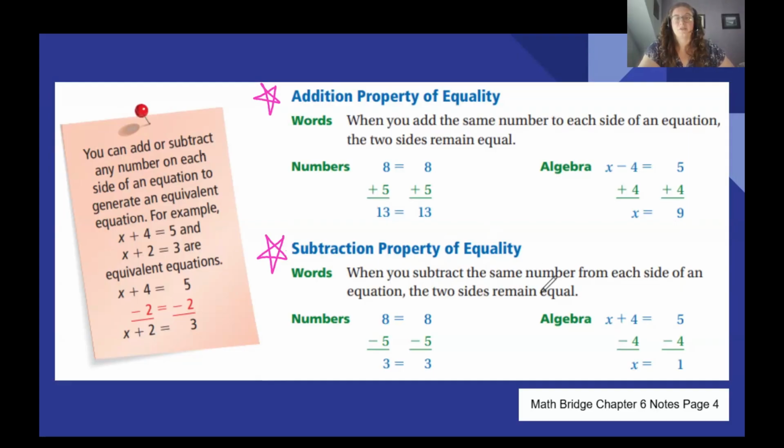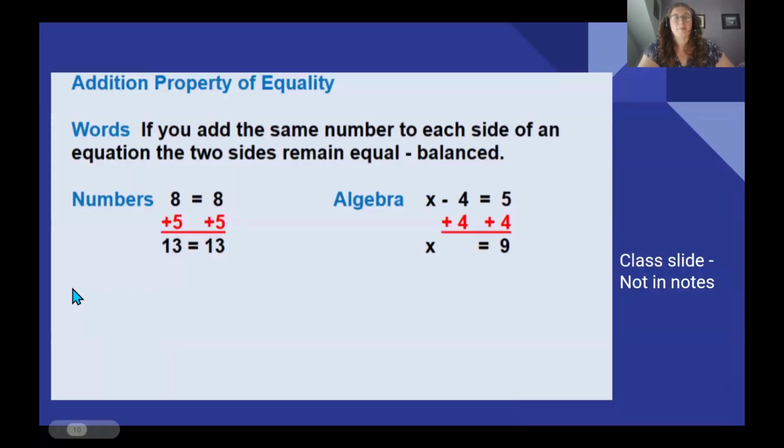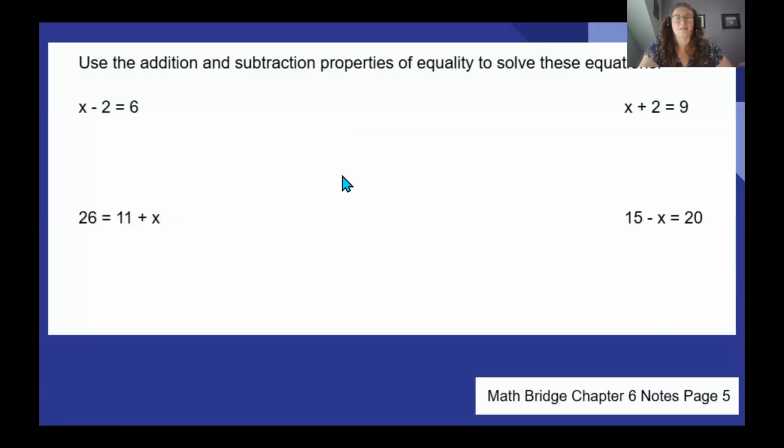And the same is true with subtraction. If we have 8 equals 8 and we take 5 away from both sides, 3 equals 3. If we have x plus 4 equals 5 and we take 4 away from both sides, x plus 4 minus 4 is just x, and 5 minus 4 is 1. So the statement here, the equation x equals 1, is true. Right? So we're going to try to apply this to several problems here in a minute. This slide just tells us again the same thing, that if you add the same number to each side of an equation, the two sides remain equal and balanced.